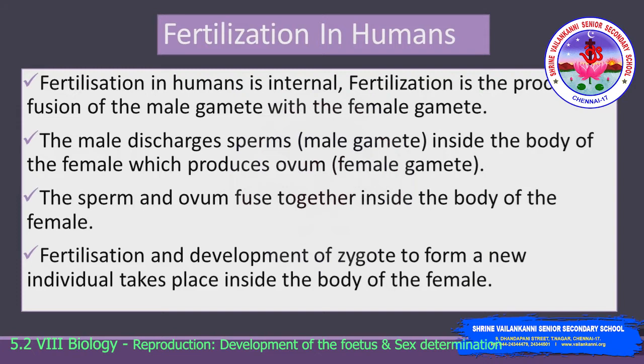So, fertilization in humans is internal. Fertilization is the process of fusion of the male gamete with the female gamete. The male discharges the sperms inside the body of the female, which produces the ovum. The sperm and the ovum fuse together inside the body of the female. Fertilization and development of the zygote to form a new individual takes place inside the body of the female. Thus, fertilization is internal in humans.